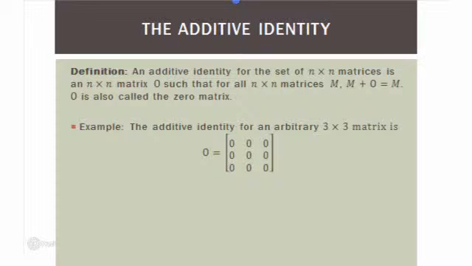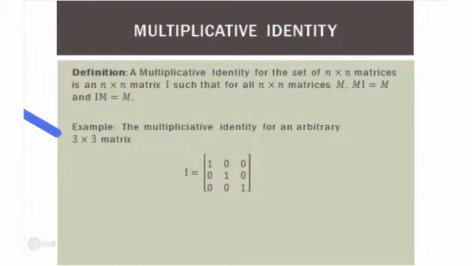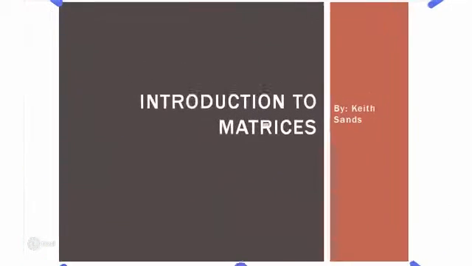And you proved that this is the additive identity and that it is unique, but that is not what we'll be focusing on. Now, the multiplicative identity. A multiplicative identity for the set of n by n matrices is an n by n matrix I, such that for all n by n matrices m times I equals m, and I times m equals m. So example, the multiplicative identity for an arbitrary 3 by 3 matrix is as such, because when multiplying any arbitrary matrix by this, you will then just get that arbitrary matrix again.